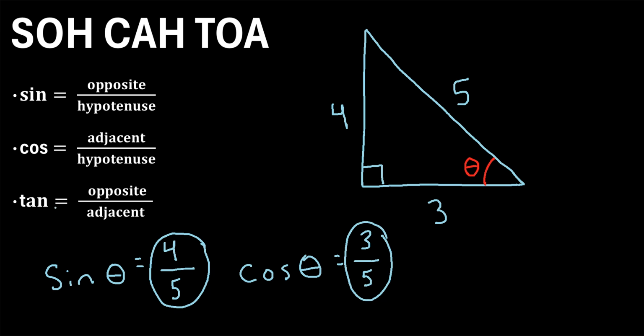Now what if we want to calculate the tangent of this angle? Well, the tangent, according to SOH CAH TOA, is calculated as the opposite side divided by the adjacent side. So we'll say the tangent of theta is the opposite side, so that's a 4, divided by the adjacent side, which is this side that it touches right here. So 4 divided by 3. So the tangent of theta is 4/3.